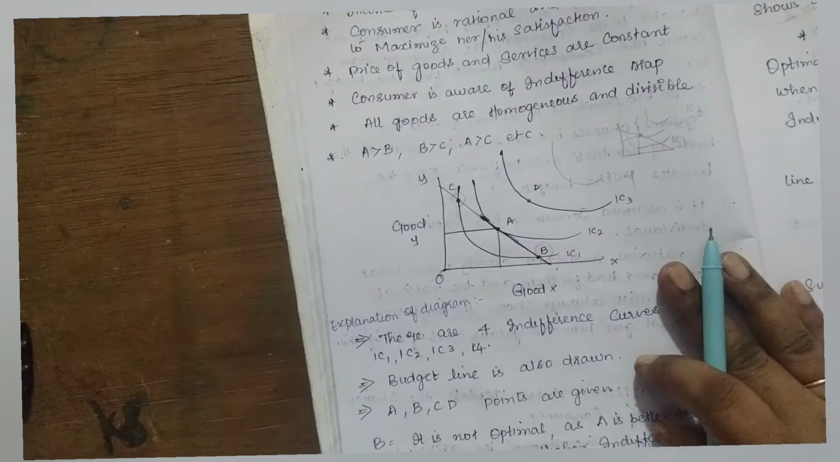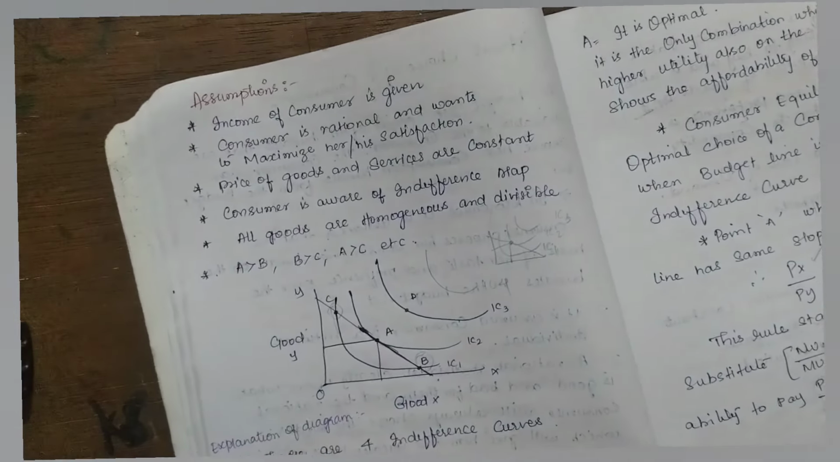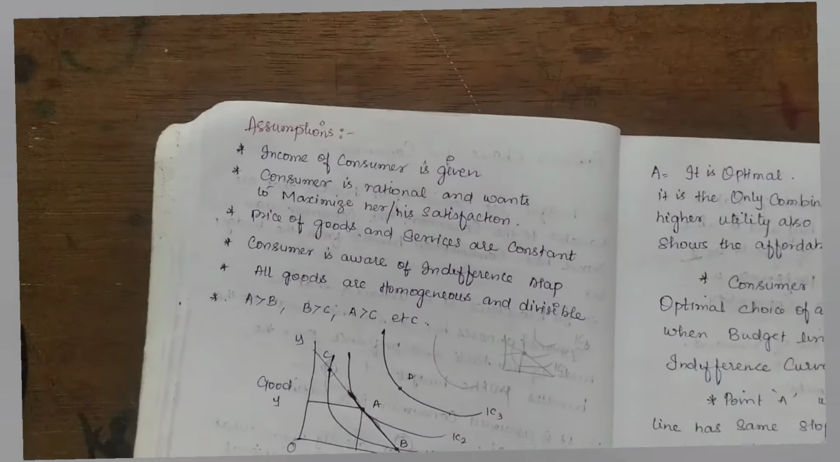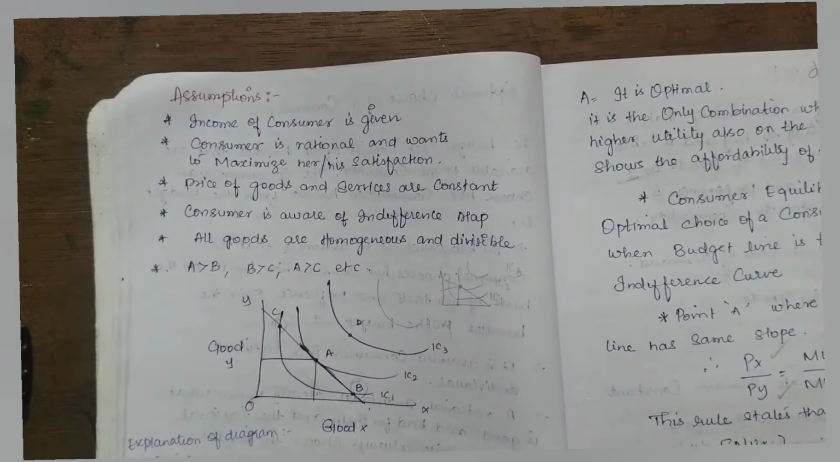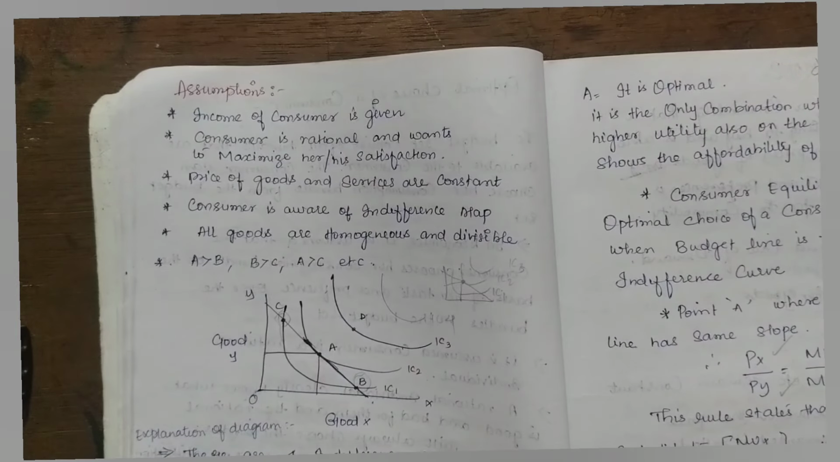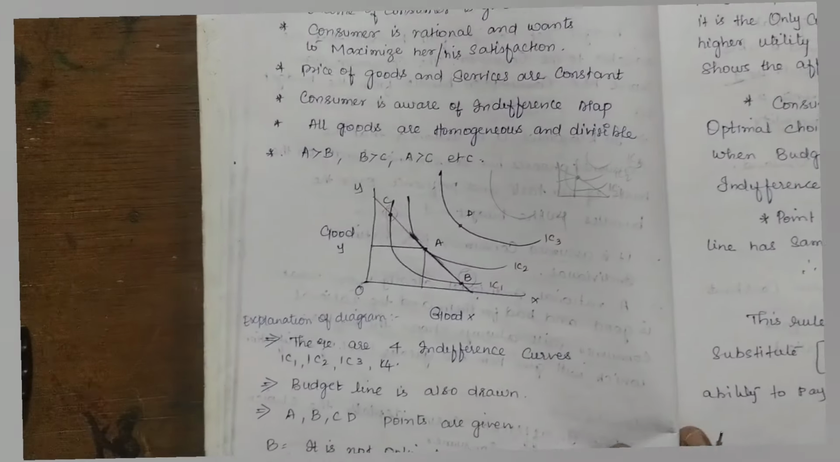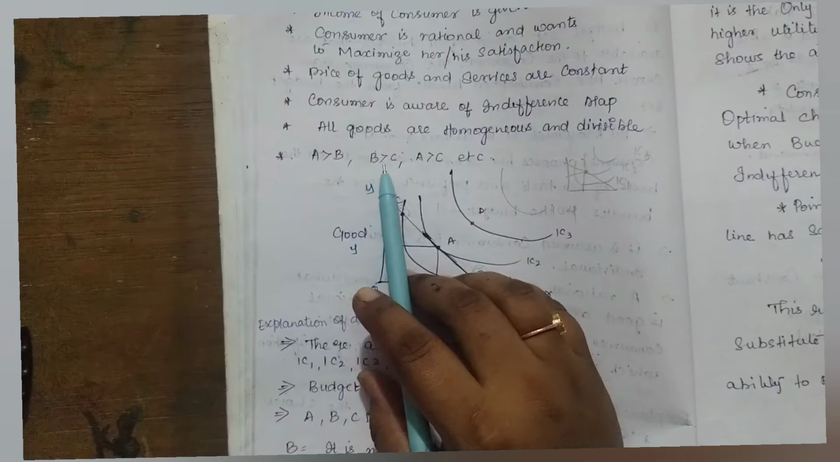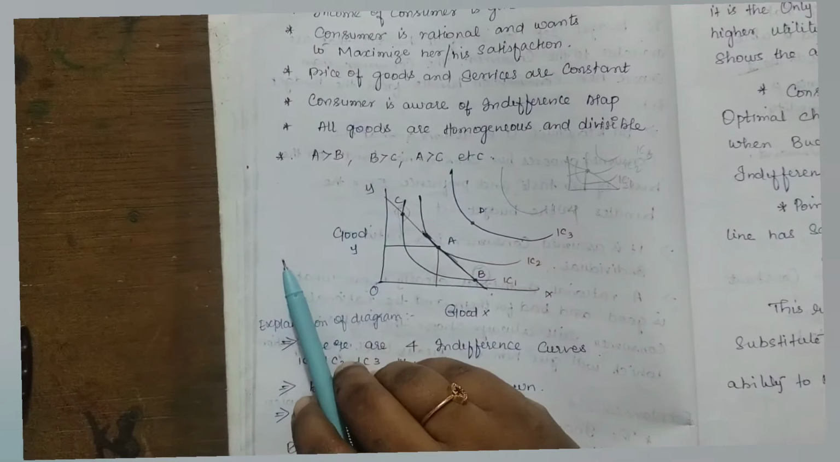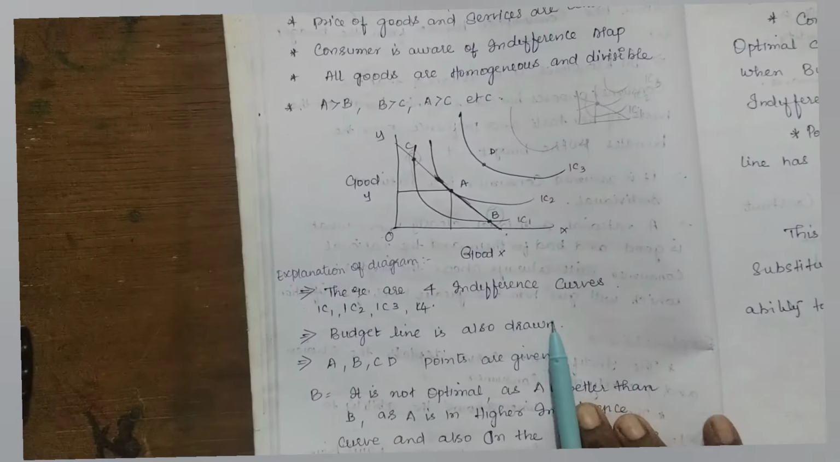Assumptions: the income of the consumer is given. The consumer is rational. Prices of goods and services are constant. The consumer is aware of the indifference curve. All goods are homogeneous and divisible. After that, you can see A is greater than B, B is greater than C, and A is greater than C, etc.